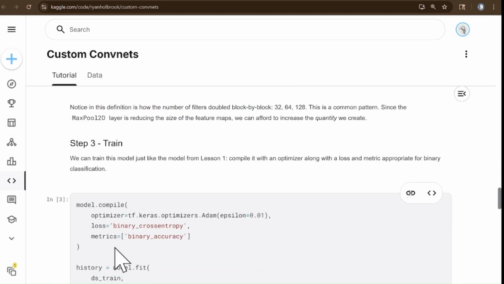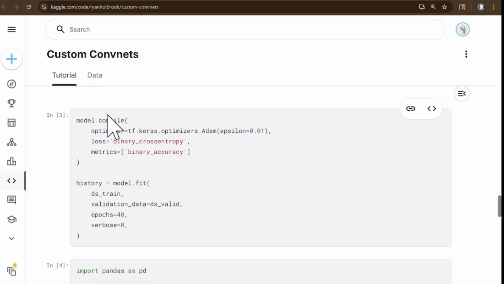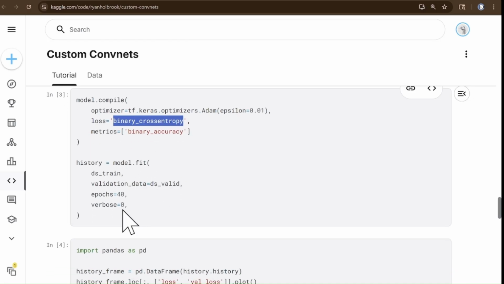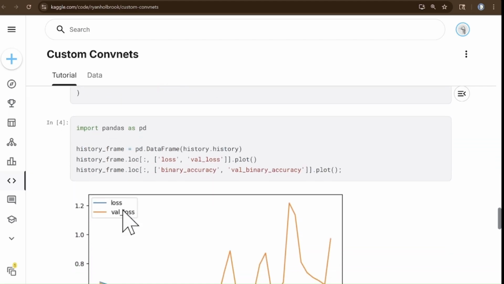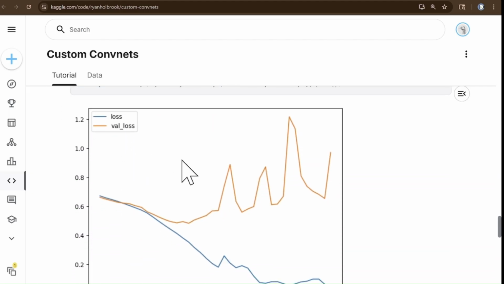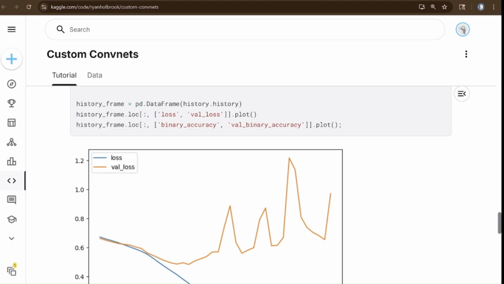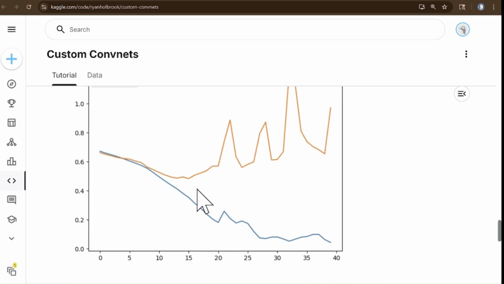Once it is done, you have to train the model. For this, you have to give an optimizer. Here we are using the Adam optimizer. Loss is binary cross entropy and metric is binary accuracy. Now you are storing this in history. Once it is done, you can plot and see how it is performing. For that you use a pandas DataFrame, and there loc will help you do the plotting. Then .plot. So this is the validation loss and this is the training loss.